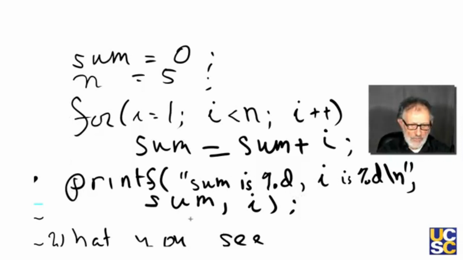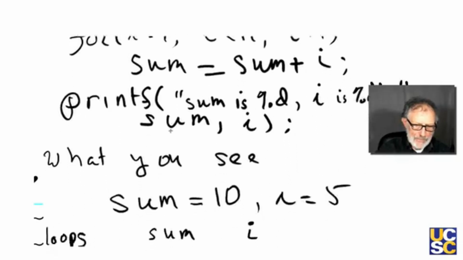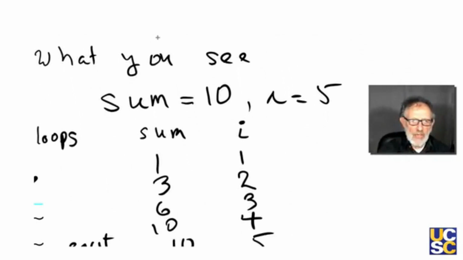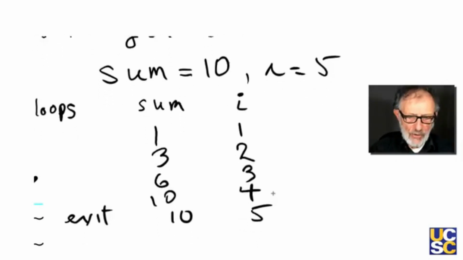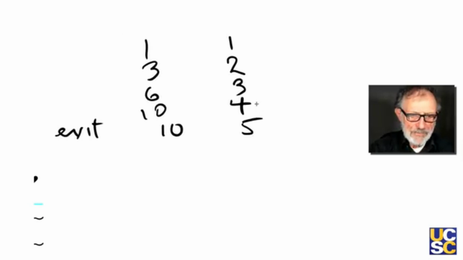Now, what will you see executing this? You will wind up with sum equals 10, I equals 5. Internally, as you go through the loop, the first time sum becomes 1, I is 1. Second time sum becomes 3, I is 2. Third time sum becomes 6, I is 3. The fourth time sum becomes 10, I is 4. And then when I turns into 5, it doesn't get in. That's the test condition. So we would exit, and that's what we print.